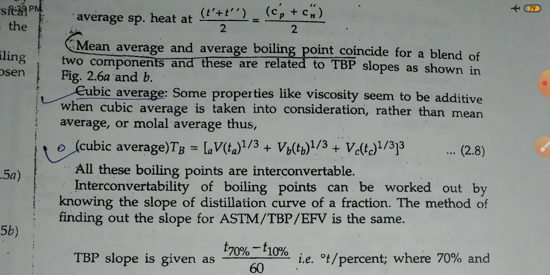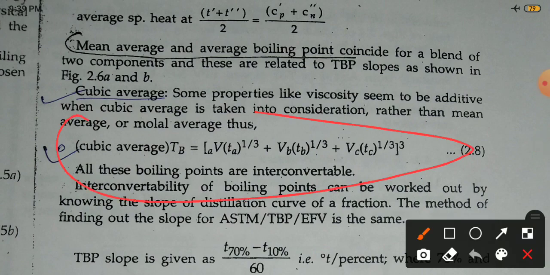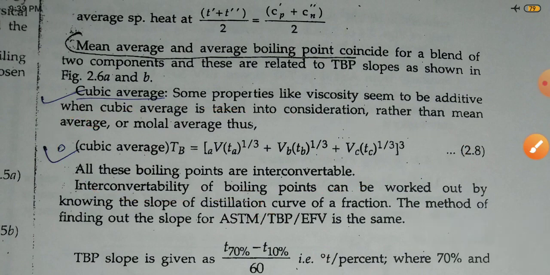Now we will see the cubic average. Some properties like viscosity seem to be additive when the cubic average is taken into consideration, rather than the mean average or molar average. Thus these equations: TV is equal to (Σ V T^(1/3)) for A, B, C and so on, whole bracket raised to 3. All these boiling points are interconvertible, and the boiling points can be worked out by knowing some slope of this distribution curve and the fractions.